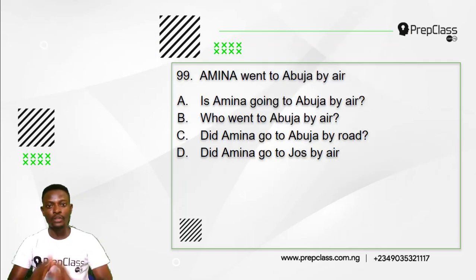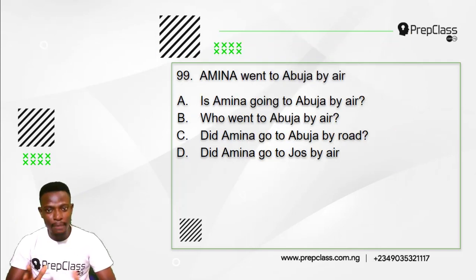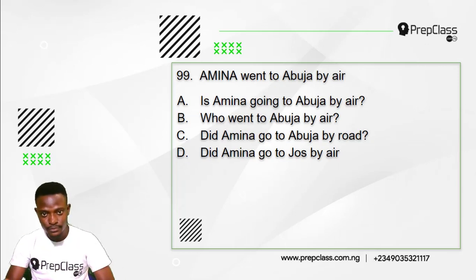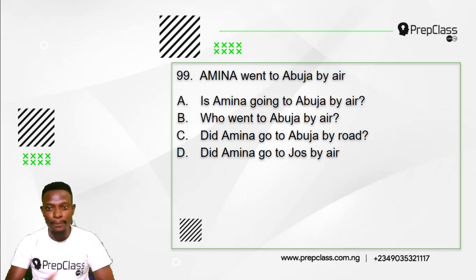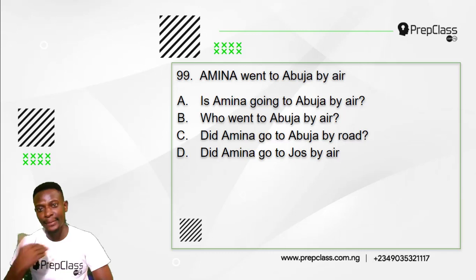Alright, moving on, question 99. Remember, we had selected the option that relates best to the question. Question 99. Amina went to Abuja by air. The emphasized word here is Amina.